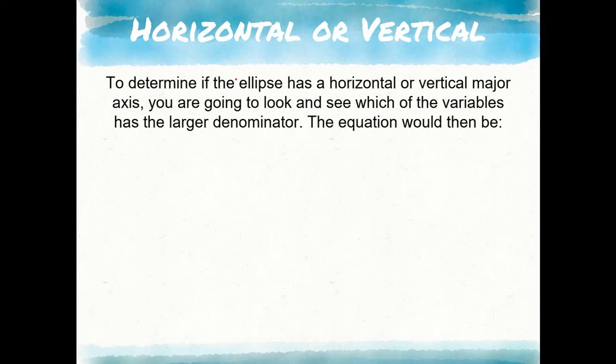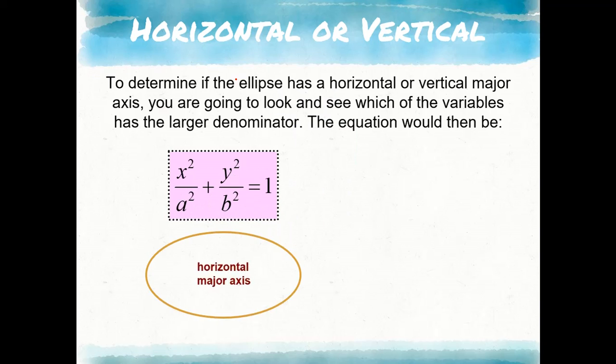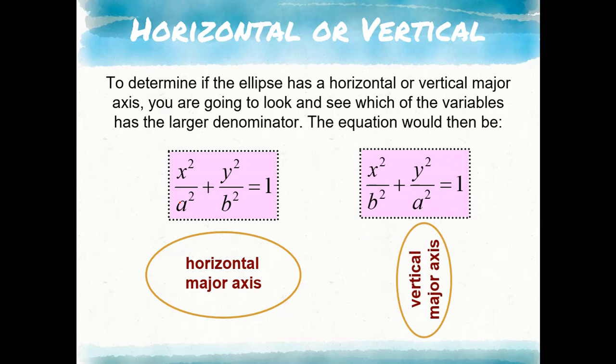Now, determine if your ellipse has a horizontal or vertical major axis. You're going to look and see which variable has the larger denominator. If my major axis is horizontal, I'm going to have a squared underneath the x. If it's a vertical major axis, a will be under y, because remember, a has to be the bigger denominator, or the bigger number. So basically, you're looking at who has the biggest denominator. That tells you which way your ellipse will be facing. Is it going to be bigger left and right, or bigger up and down? Is it going to be taller, or is it going to be a fatter ellipse, basically?